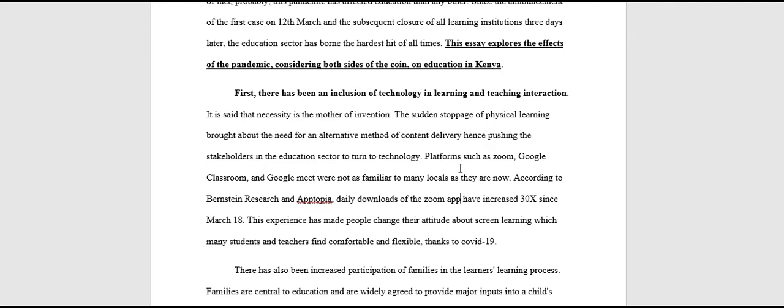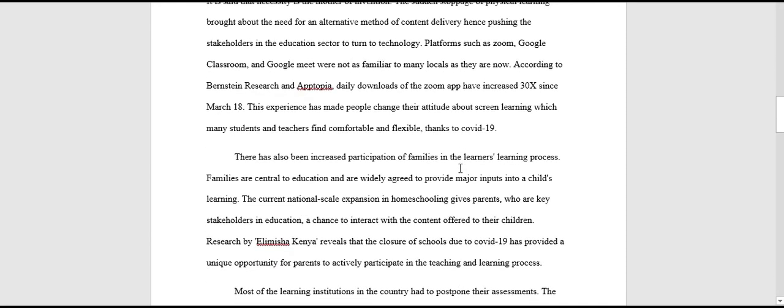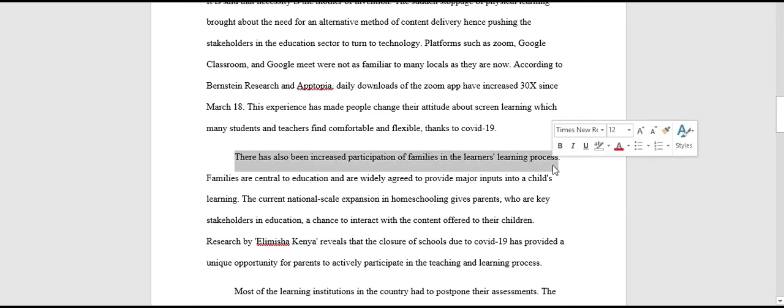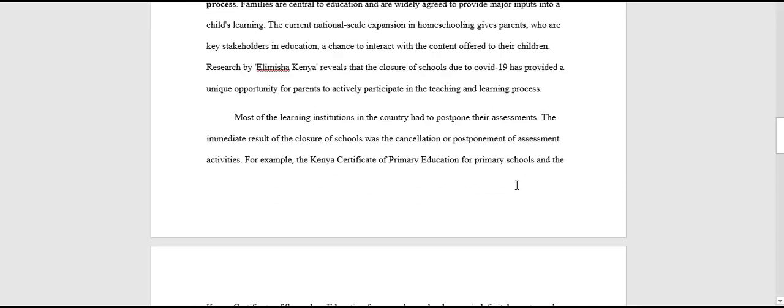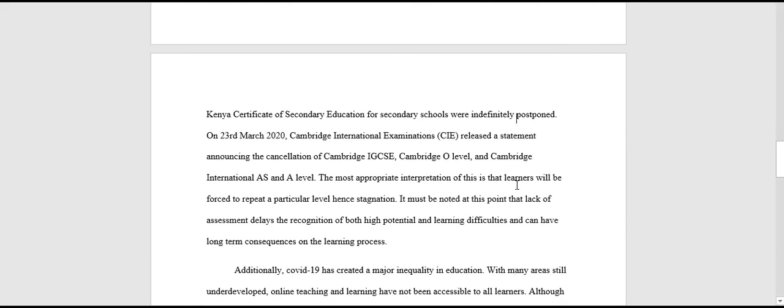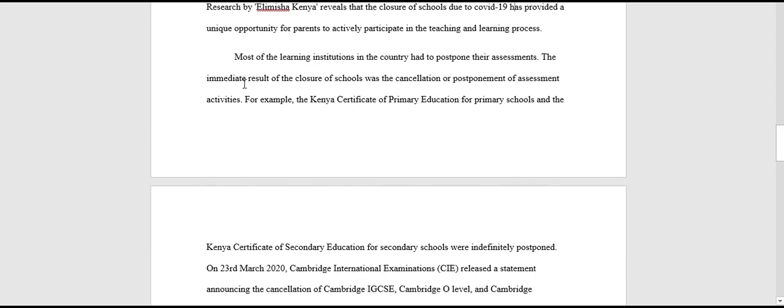Now, when you go to the second paragraph as well, you will find that there is the topic sentence. In the second paragraph, the topic sentence is here. There has also been increased participation of families in the learner's learning process. That gives you what that paragraph is going to be talking about, and that is the participation of families in the learner's learning process.